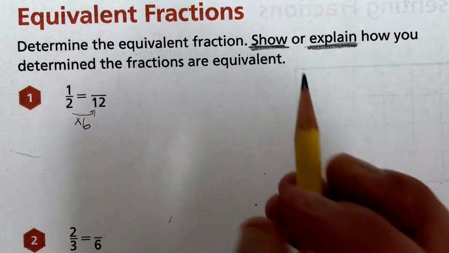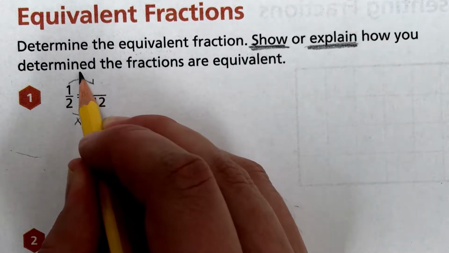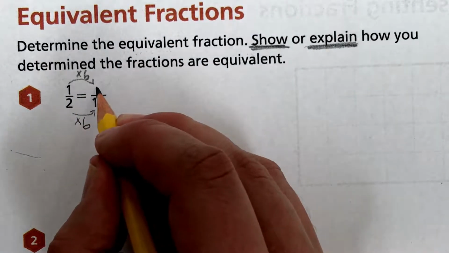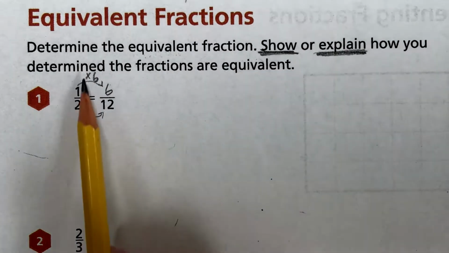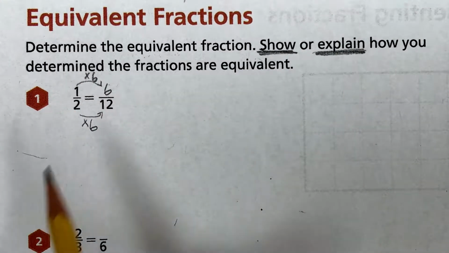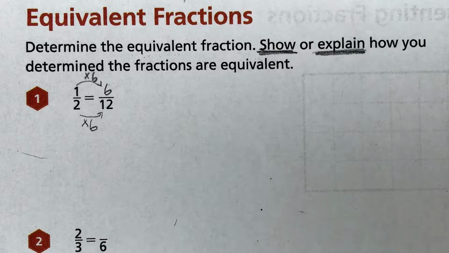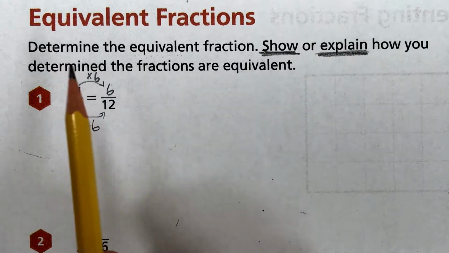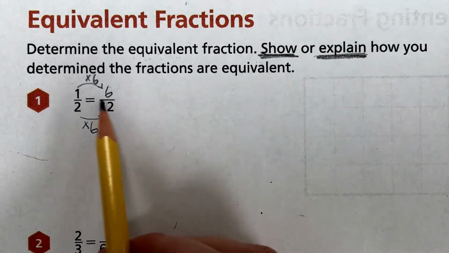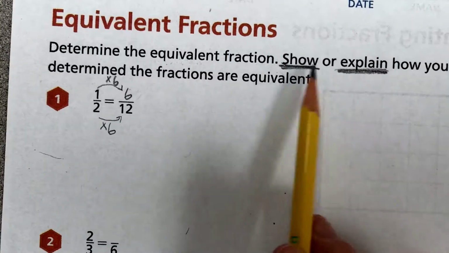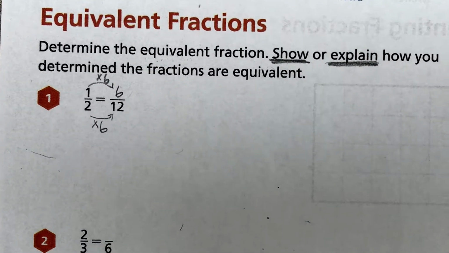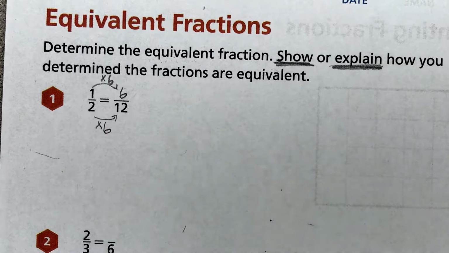The answer is 6. So then I do the same thing on the top. 1 times 6 is 6. So 1/2 is equal to 6/12, which makes sense because 6 is half of 12. Now, that's not enough for the answer. That's great that we found the missing number, but now we need to show or explain how we figured out that these fractions are actually equivalent to each other.